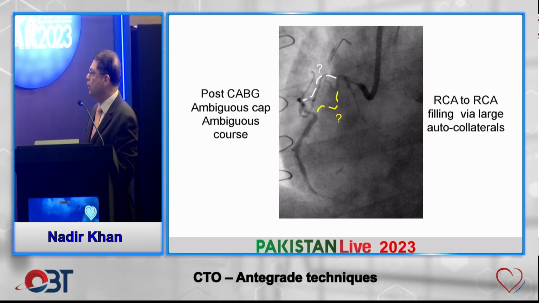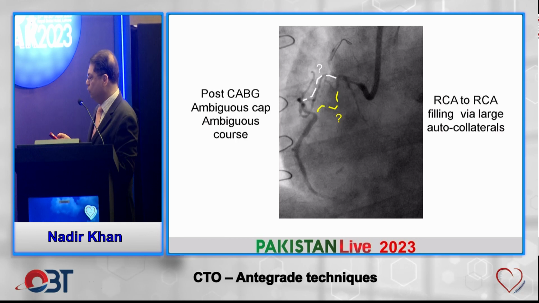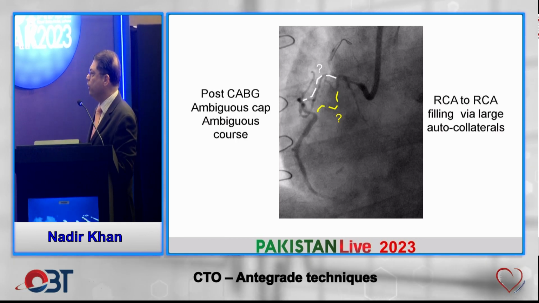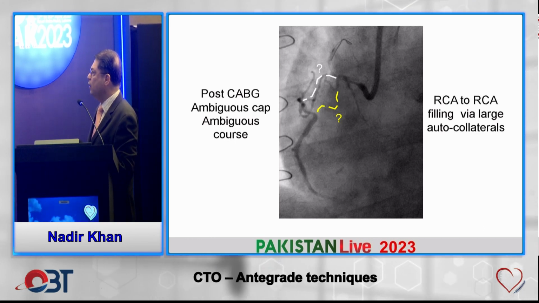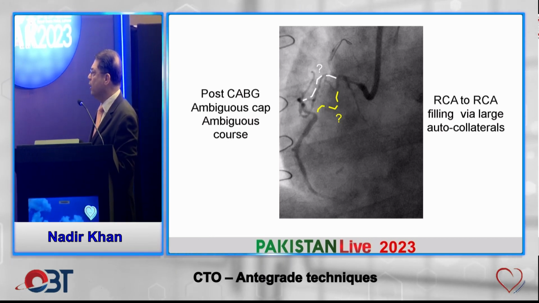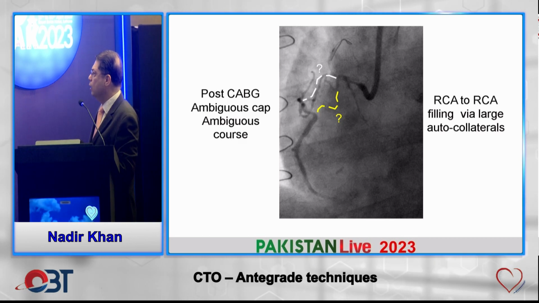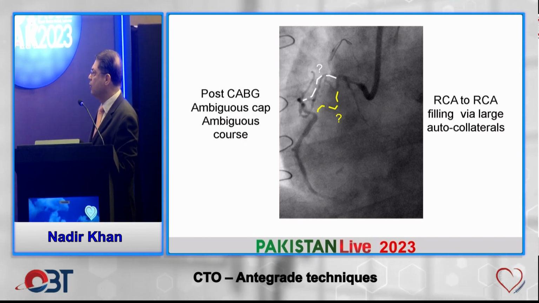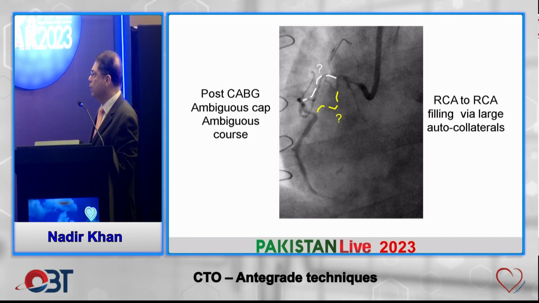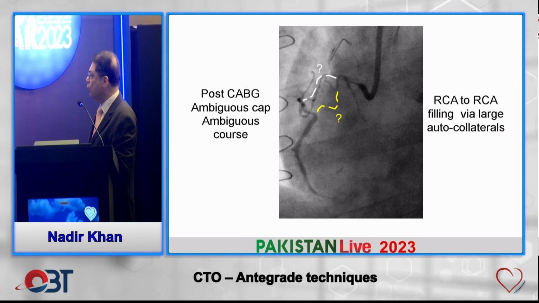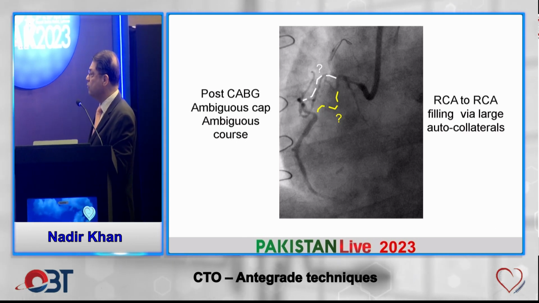For example, this is an RCA CTO. This is a post-CABG patient. The proximal cap is ambiguous, and we don't know what the course of the RCA is. So this would not be a good case for antegrade because of these reasons.